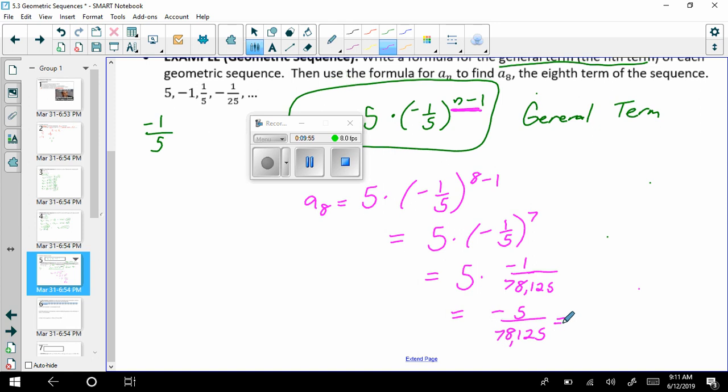The last thing, we would simplify it. I believe we can divide 5 into both of those. So I get negative 1 over 15,625. Not a pretty answer whatsoever, but that is term number 8. Now, if they asked for a decimal, well, you could just divide that and do the decimal. Depends on how we want the answer written.